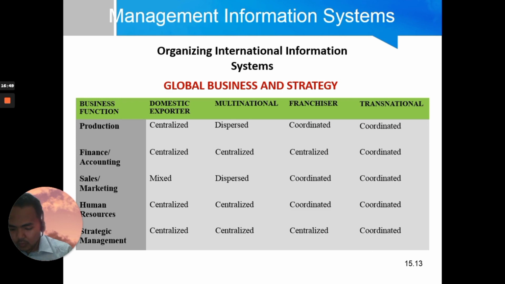So the domestic exporter tends to have a highly centralized system in which a single domestic system development staff develops worldwide applications. In multinationals, foreign units devise their own system solutions based on local needs, with few applications in common with headquarters. Franchisors develop a single system at the home base and then replicate it worldwide. Transnational firms utilize a networked system, a solid singular global environment for developing and operating systems.